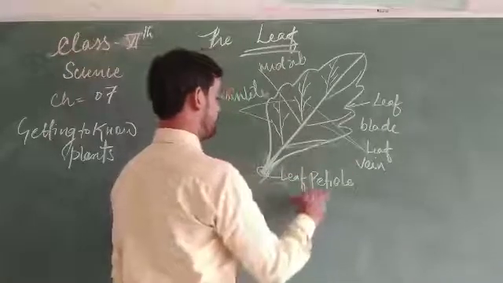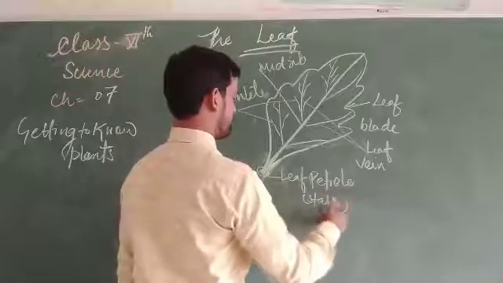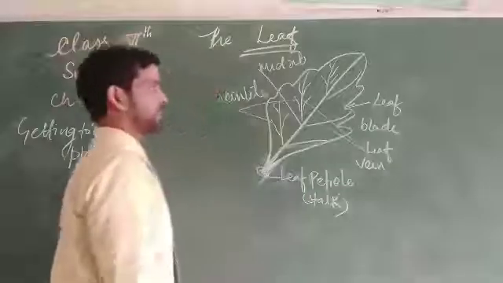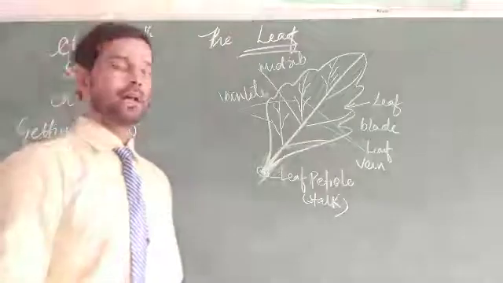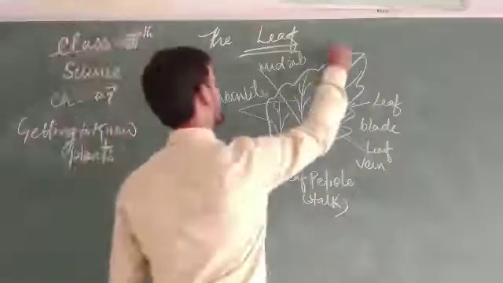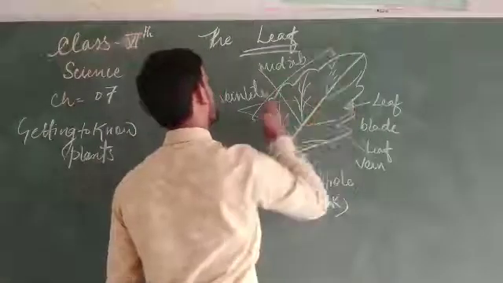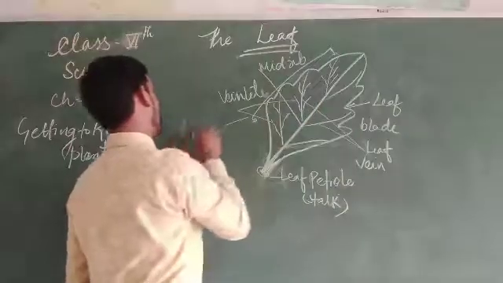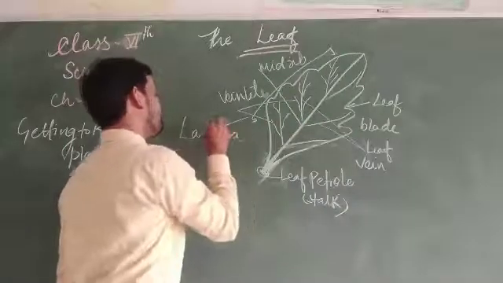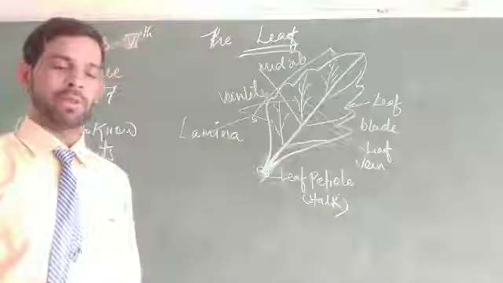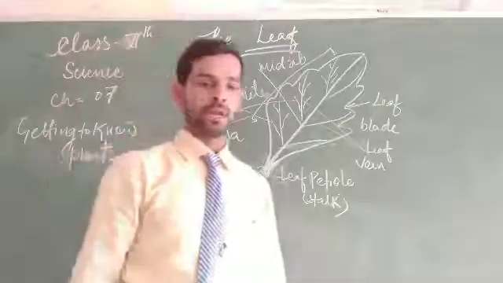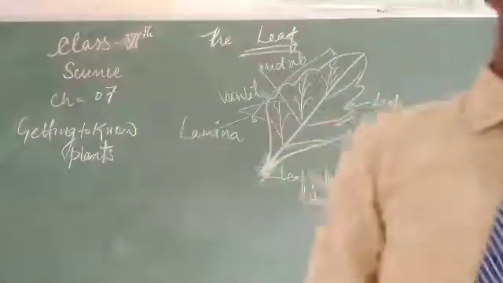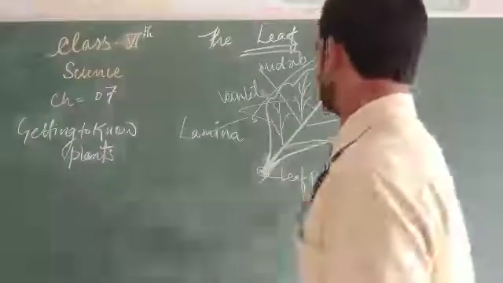Petiole, or it is also called the stalk. And this is the total part from here to here. This one is called the leaf lamina. This one is called lamina. So these are all about the leaf.